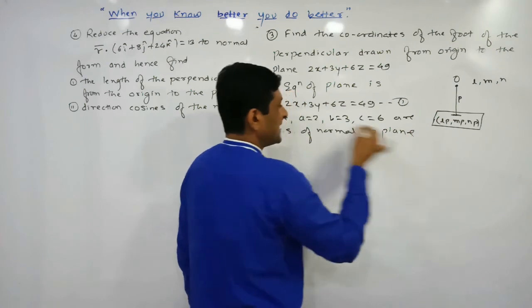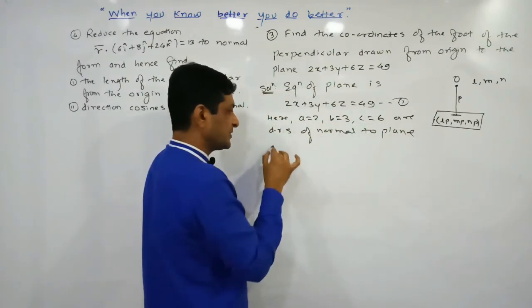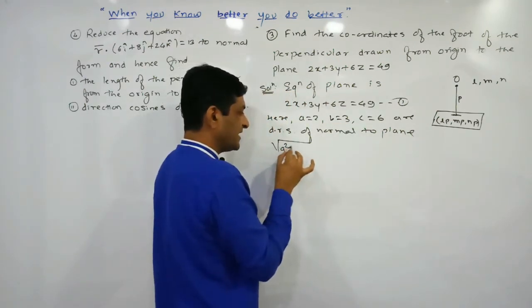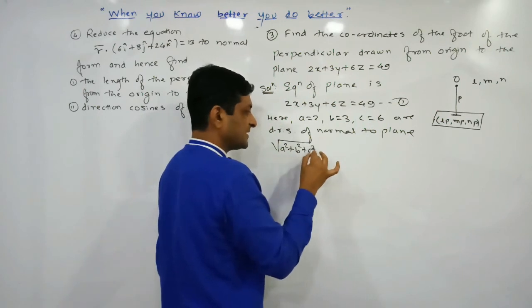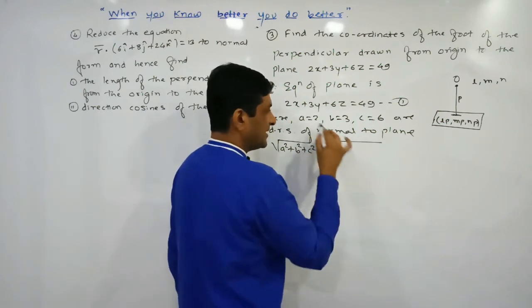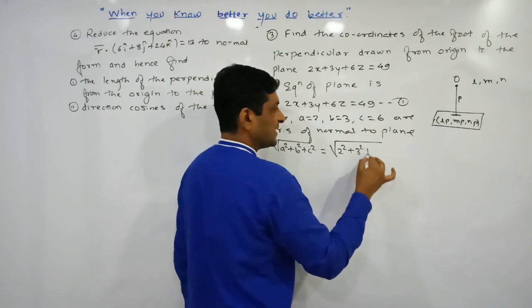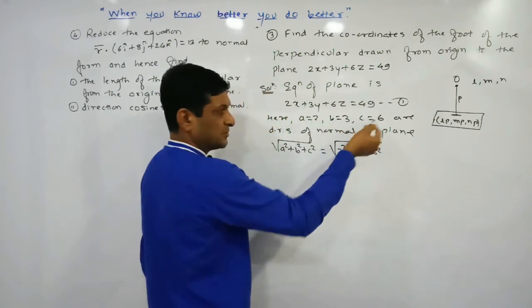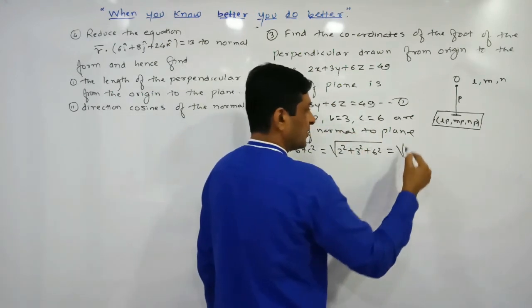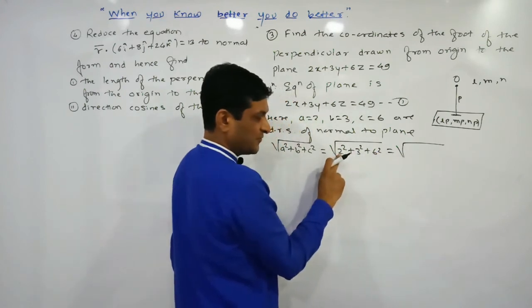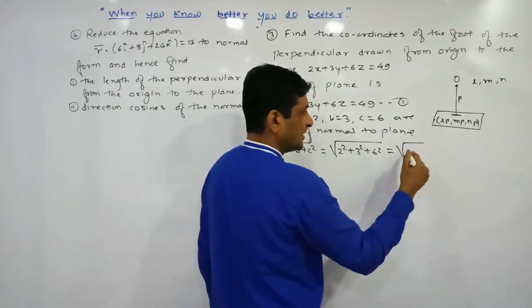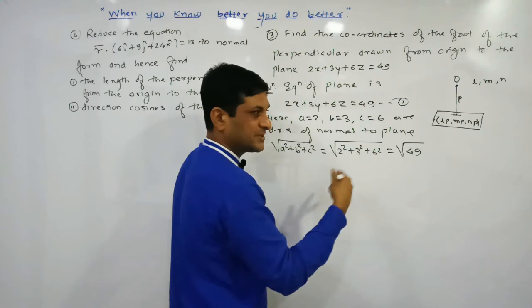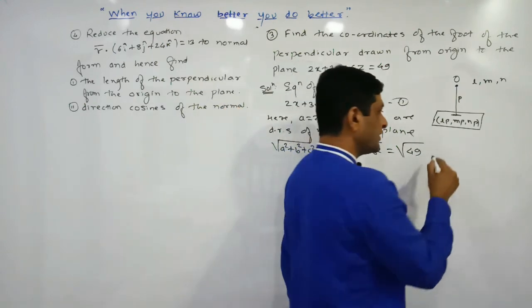So since these are the direction ratios, to find out direction cosines, we will require the value of under root a square plus b square plus c square, which is equal to under root 2 square plus 3 square plus 6 square. Just simply substitute these values of a, b, c. See what we'll get here. 36 plus 4, 40, 40 plus 9 will be 49. Means the sum of squares of these three numbers is 49.